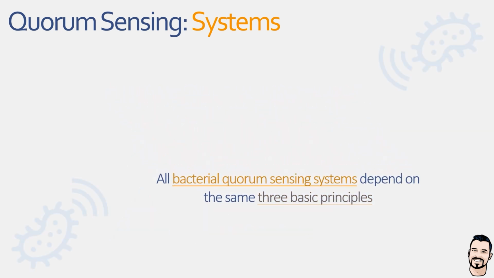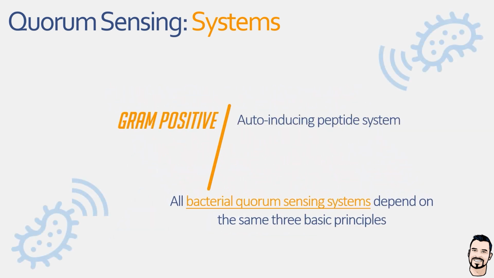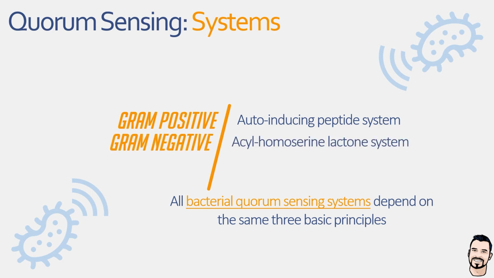Now, quorum sensing systems do vary between bacterial groups. Gram-positive bacteria rely on a system that uses auto-inducing peptides. These are small modified proteins that are transported out of the cell and detected by membrane-bound receptors. In contrast, gram-negative bacteria use acyl-homoserine lactones, and these are small diffusible molecules that freely pass through the cell membrane and accumulate in the environment, diffusing back into the cytoplasm at high concentrations and interacting with cytoplasmic receptors.